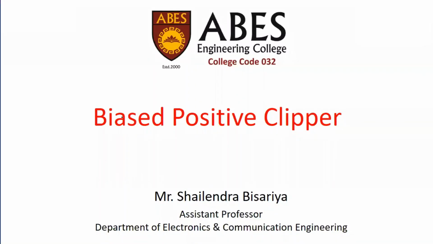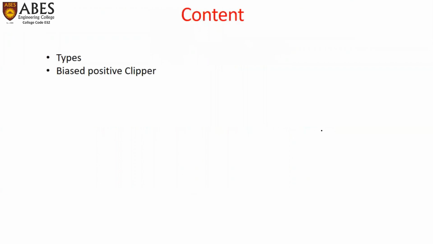Hello everyone. In this lecture, we will talk about the biased positive clipper. Basically, we will discuss the types and then specifically the biased positive clipper. The types we can say first of all, that we have already seen in the past, that the clipper may be made up of a diode in series or in parallel. Based upon that, we define the clipper as a series clipper or as a shunt clipper.